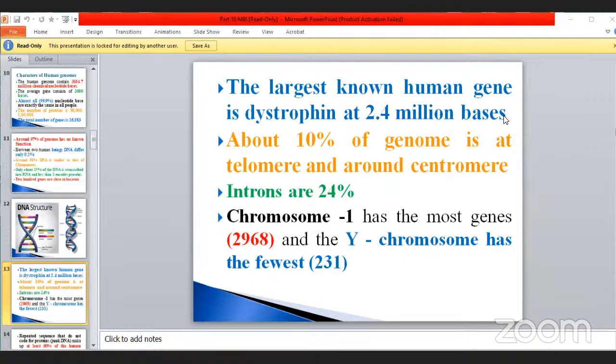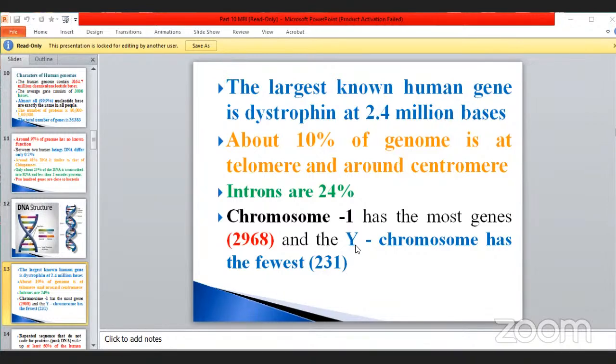How many millions of base pairs are present in it? 2.4 million base pairs. And then how much percentage of the genome is in telomeric condition? 10% telomeres and around the centromere. How much percentage of intron is present in the human genome? 24%. Here 2.4, here 24%. Chromosome 1, according to the structure, has the most genes, 2968, and the Y chromosome has the fewest, 231.